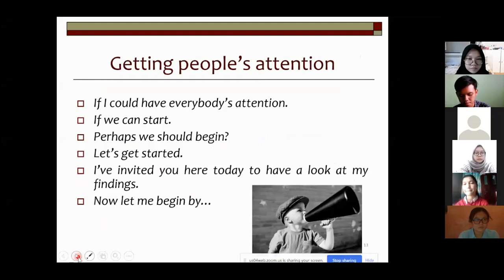Now, how to get people's attention? As I told you at the first, if you present about something and your audience doesn't care what you are talking about, they don't care about your presentation, how do you feel? It's so poor, right? Nobody listens to you, nobody cares about what you are talking about. So what are you standing there for? What are you talking there for if people don't care about it?